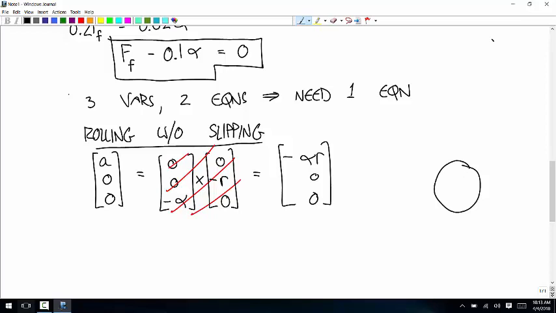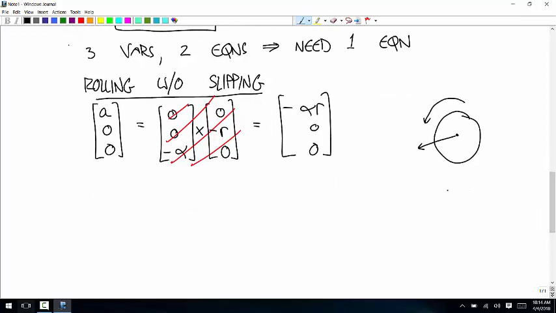Oh, well, you need to switch the R value from that. There needs to be an extra negative in there. And you can just see it from thinking about the motion. Yeah, so here are the two possibilities.